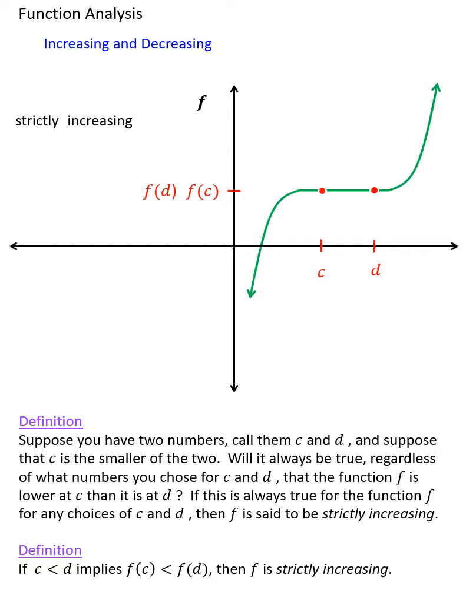But remember, for a function to be strictly increasing, the condition f of c less than f of d must hold for any choice of c and d where c is lower. But here's a choice of c and d for which that didn't hold. So this function is definitely not a strictly increasing function.